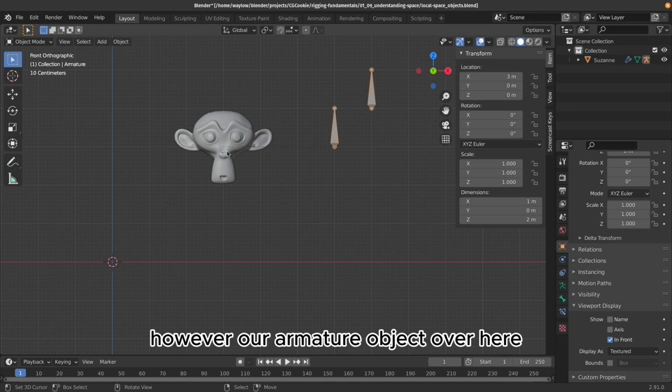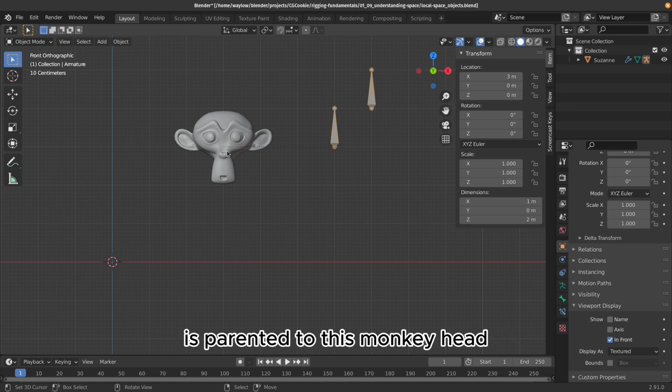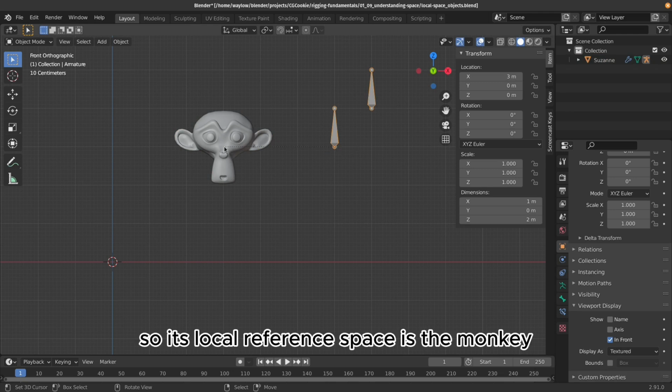But however, our armature object over here is parented to this monkey head. So its local reference space is the monkey.